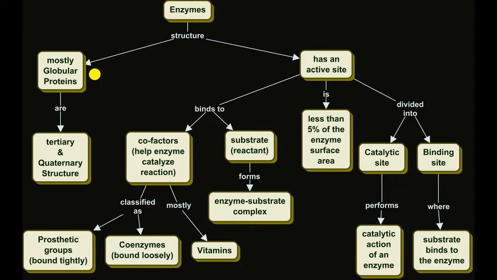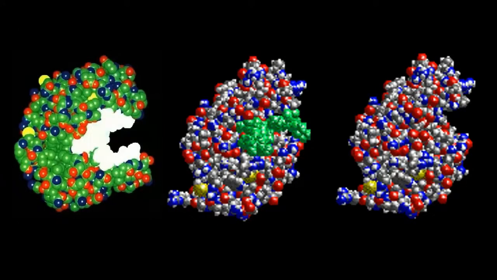Enzyme structure are mostly globular proteins, meaning they are in the form of tertiary or quaternary structure. These are the different representations of a globular structure of a protein, specifically an enzyme. Now this cavity over here is what we call the active site of an enzyme, and this one is the attached substrate of an enzyme. So the substrate is the one that we will convert into the product, or what we call biological process.